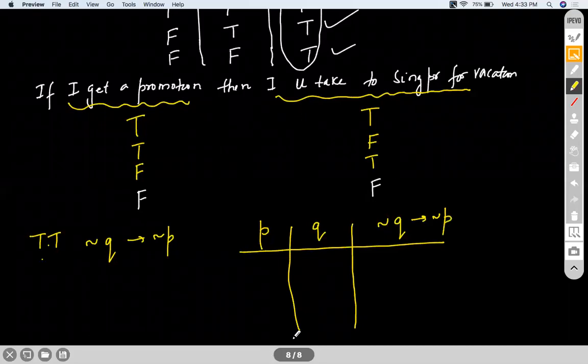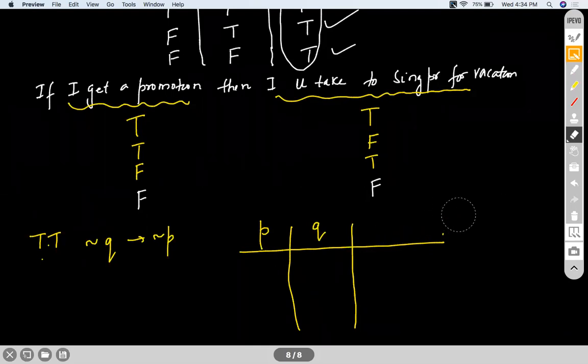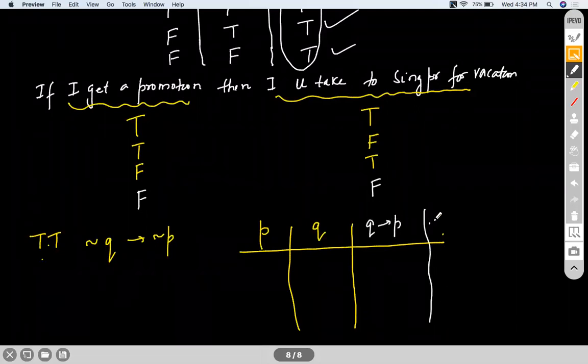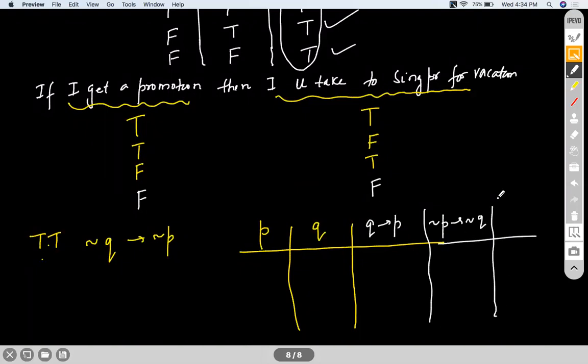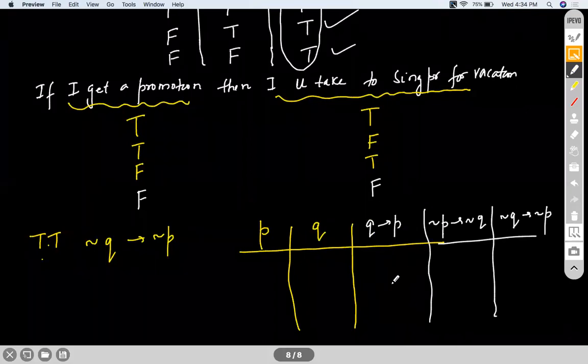I want you to give me the truth table for this. When you are ready, let me know. Let's do one thing. Why do only this? We'll do all the three. We'll do this also. And we'll do so that we can check which of the three that we had discussed, converse, inverse, and contrapositive, is logically equivalent to the implication.